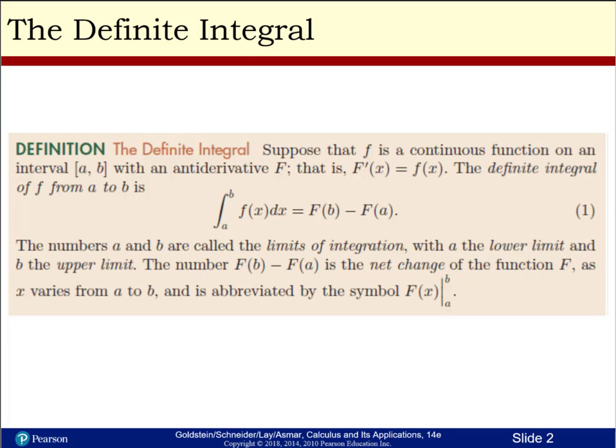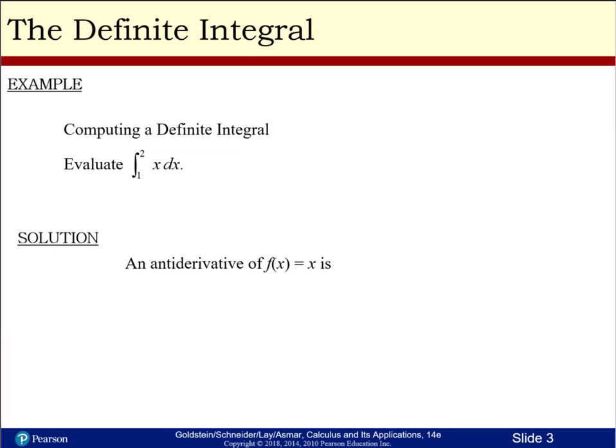The numbers a and b are called the limits of integration, with a being the lower limit and b being the upper limit. The number capital F of b minus capital F of a is the net change of the function f as x varies from a to b, and is abbreviated by the symbol capital F of x evaluated from a to b. So let's do one of these.